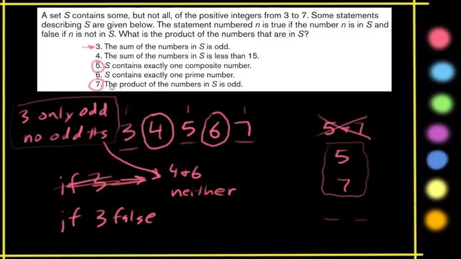And then the product of the numbers in S is odd. So that's false. That means the product is even. Yeah. So that could happen. All right.